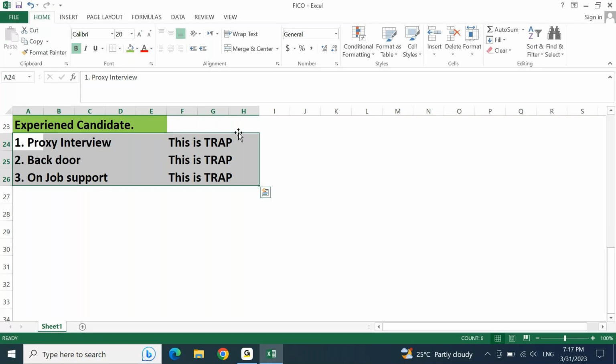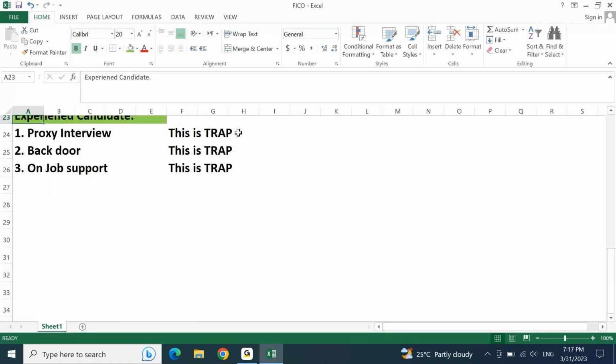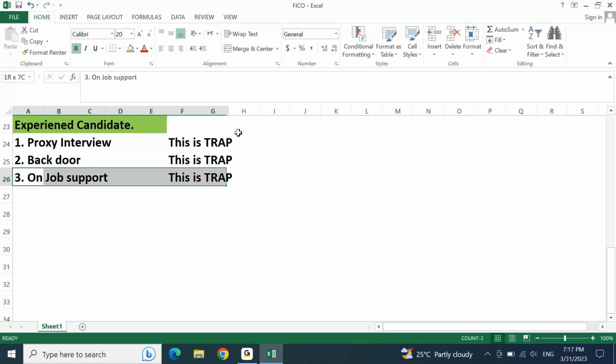Okay, so if you are not getting any interview call, if you are not getting selected in any of your interviews, even if you got selected, you are scared, you are afraid whether you can perform in your job, whether you can complete your tasks on time or not, most of the people will opt for this third option: on-job support. Do not do this. If you are under any of these three impressions, it is better you quit SAP.